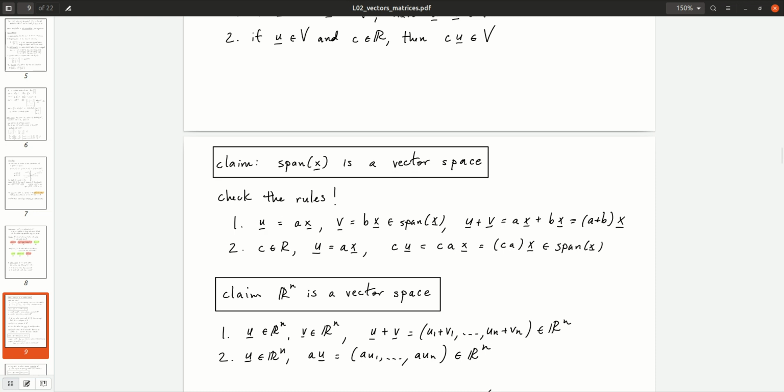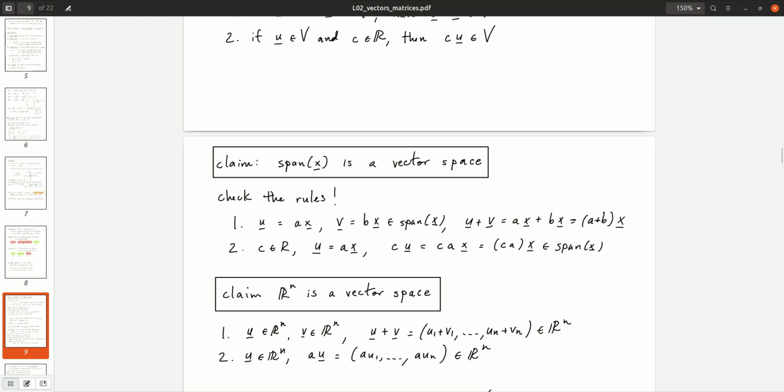Now we need to check, is this a vector of length n? Yes, it has n elements. And is each element of the vector a real number? Well, if u1 is a real number and v1 is a real number, u1 plus v1 is a real number. And that's going to apply to every single element. Therefore, the sum u plus v is in Rn. So it satisfies the first rule.